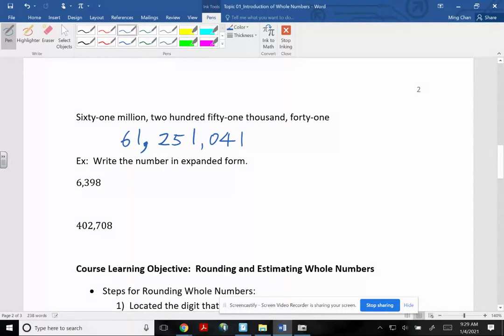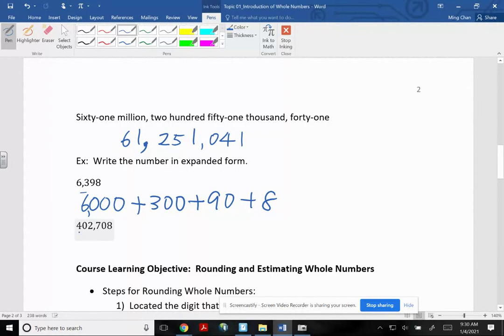All right. Expanded notation is simply the true makeup of our numbers. What I mean by that is, what makes 6,398? Well, what makes that number is 6,000, plus 300, plus 90, and plus 8. That makes up 6,398. So when we write expanded form, you actually use addition signs and break apart every digit by its place value. Okay, that's called the expanded form.